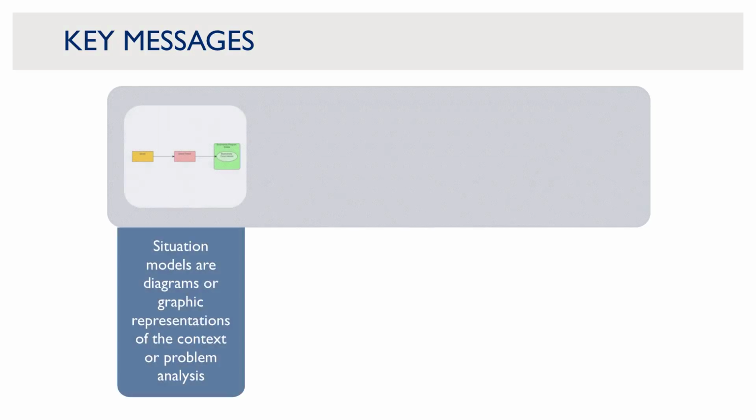Before we end this guide, let's review the key messages from this series of presentations. Situation models are diagrams or graphic representations of a context or problem analysis. In essence, they give a general overview of the situation in which a program team is working.